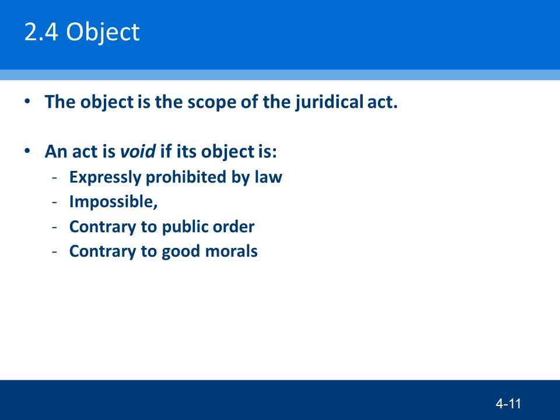Then the contract is also void if it is contrary to public order. What is public order? Public order means that the society must function efficiently. So, for example, if you get married with 3 women, this marriage would be considered illegal because its object is against the public order. Similarly, if I say, if you vote for me, I will give you 2,000 baht, this contract would be against public order.